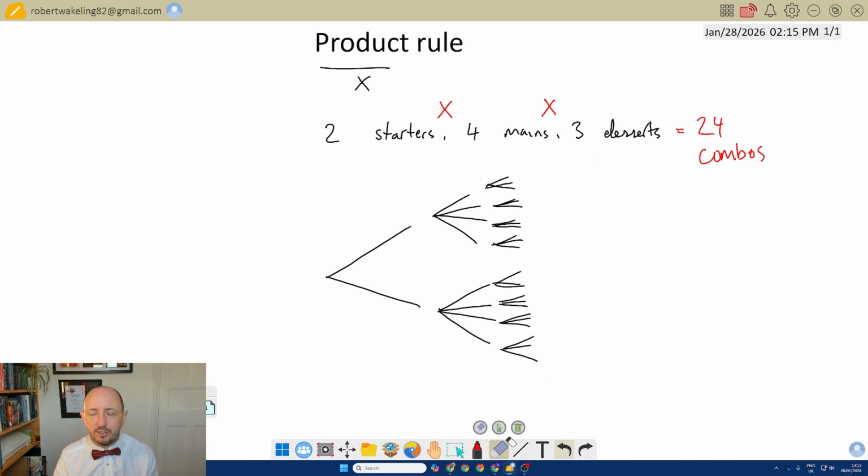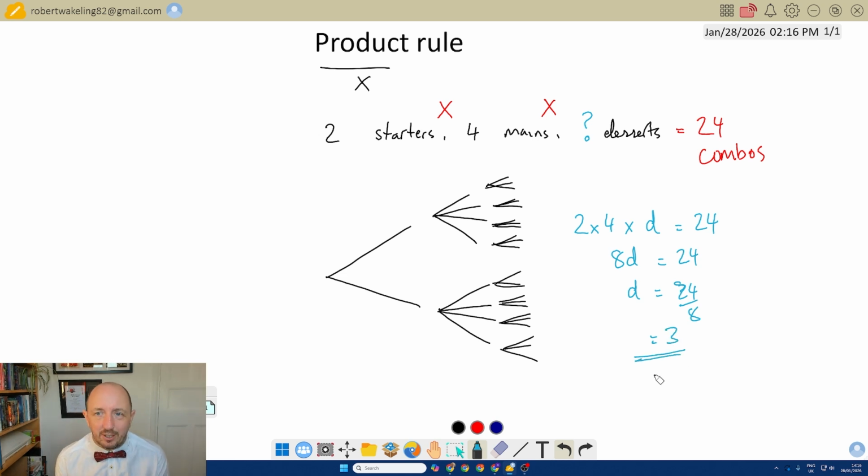And the only variation we can really have on this is that instead of, say, giving us the 3 desserts, they might tell us there's 2 starters, 4 mains, and there's 24 possible combinations. How many desserts would we need? And so we can just go 2 times 4 times desserts equals 24. 8 times desserts is 24, divide by 8. 24 divided by 8 is equal to 3.